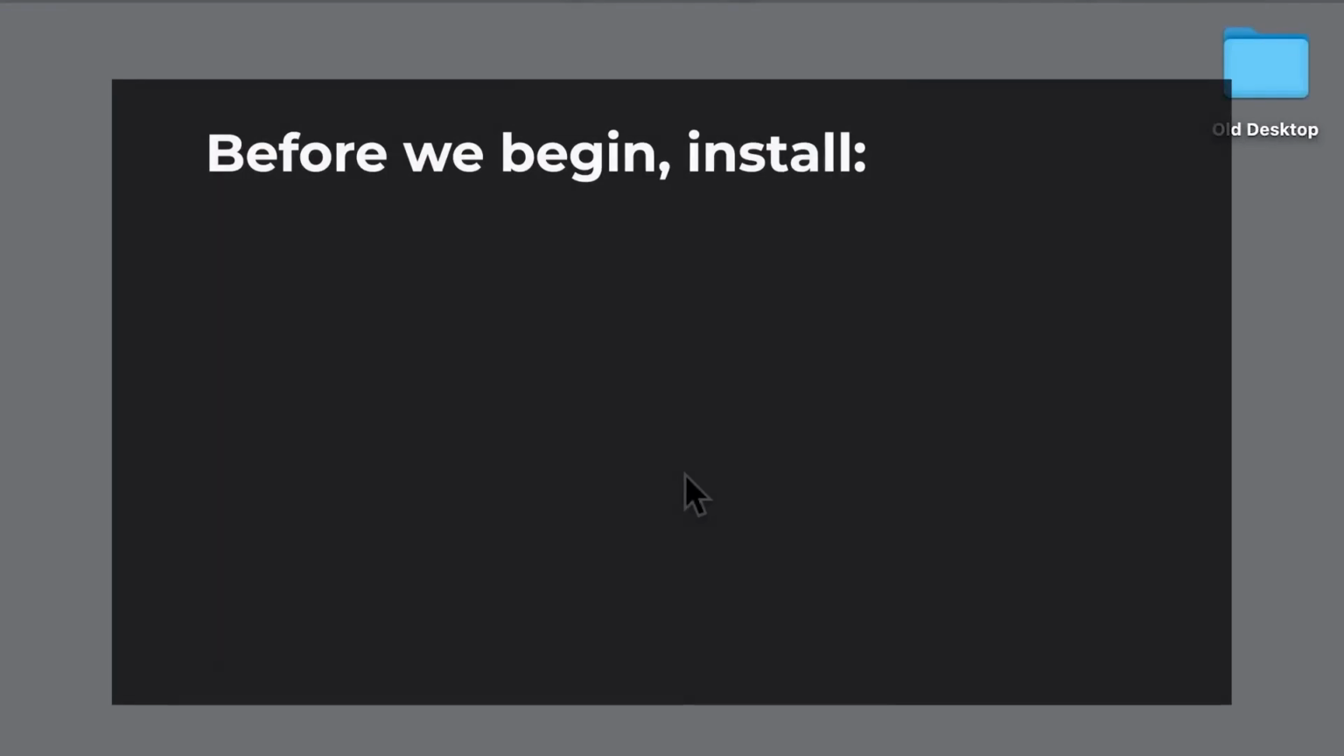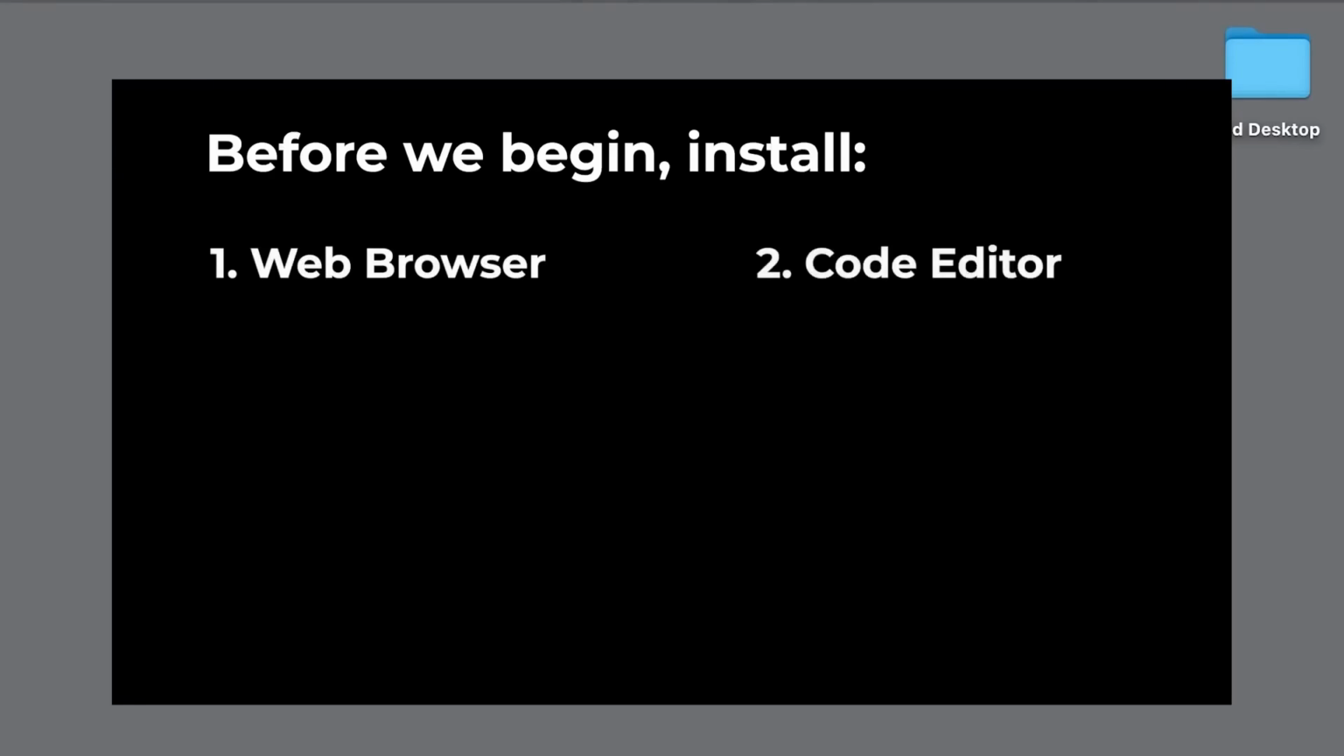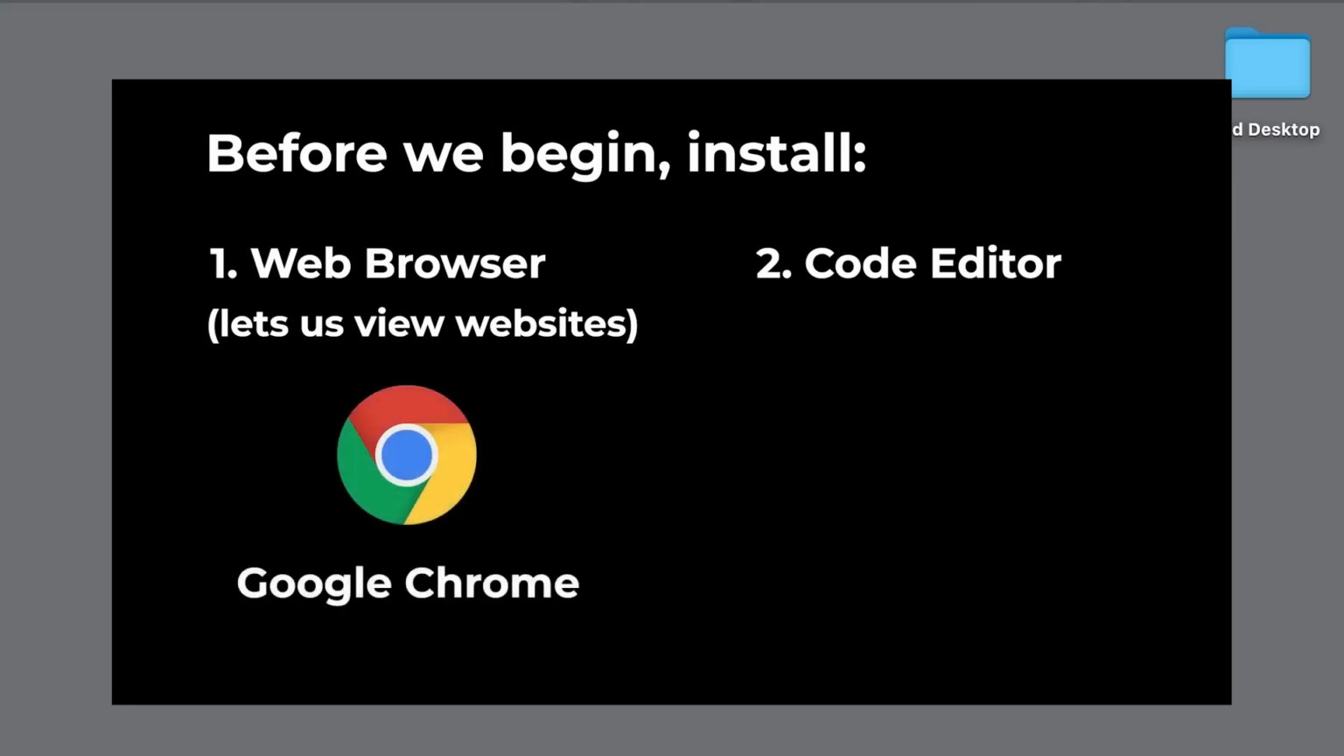I'm going to be doing this course on a Mac, but everything is the same for a Windows computer. Before we begin, we're going to need two pieces of software, a web browser and a code editor. A web browser lets us view websites on the internet. It's also going to let us view the website that we create in this course. The most popular web browser for web development is Google Chrome.